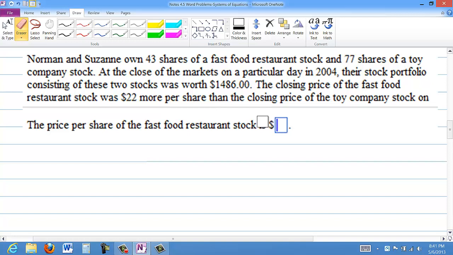So let's take a look here, and again we need to start by assigning our variables. So again, we're going to look for the toy company stock and the food company stock. We don't always have to use x and y. So for example, I'm going to assign f to be the value or price per share of the fast food company.